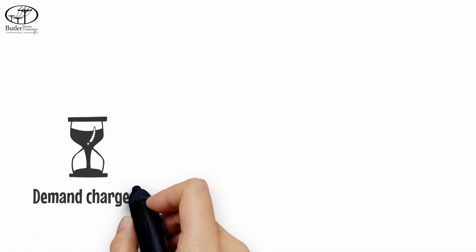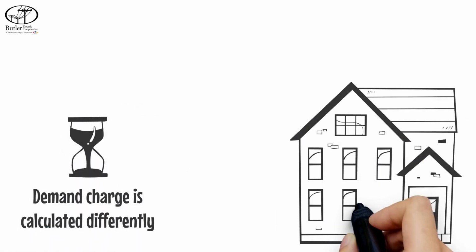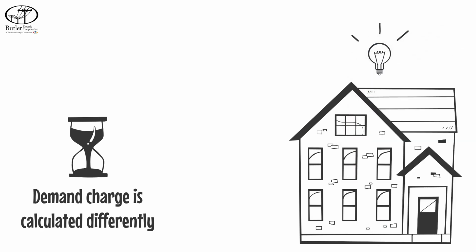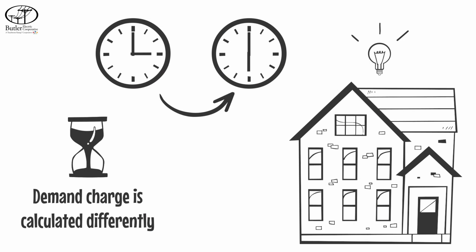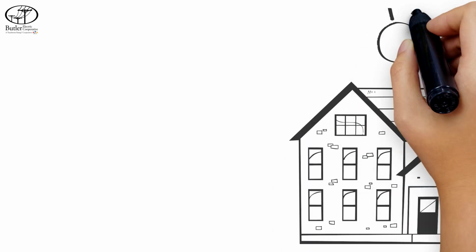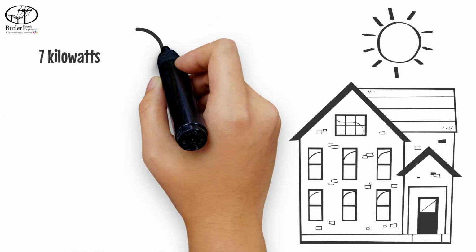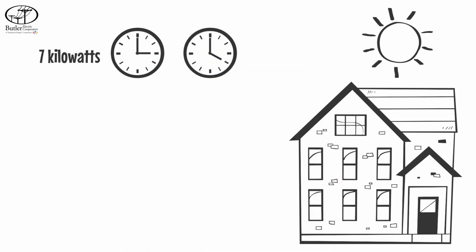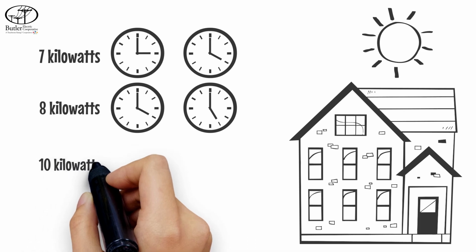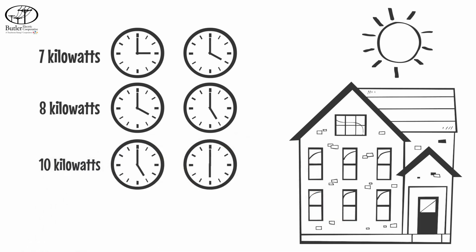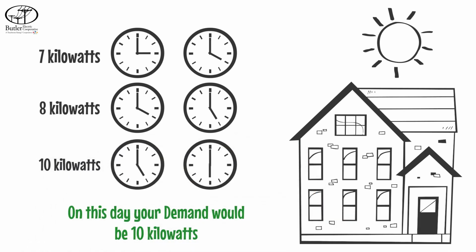Demand charge is calculated differently. We calculate your monthly demand by looking at your hourly usage during the peak hours of 3 to 6 p.m. weekdays. For example, let's say a hot day in July, your house uses 7 kilowatts between 3 and 4 o'clock, and 8 kilowatts between 4 and 5 o'clock, and 10 kilowatts between 5 and 6 o'clock. On this day, your demand would be 10 kilowatts.